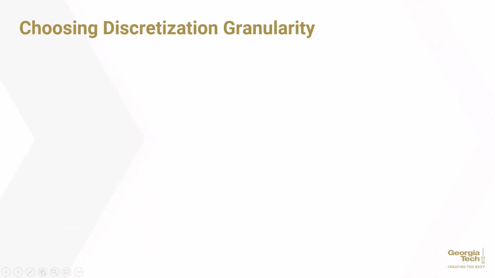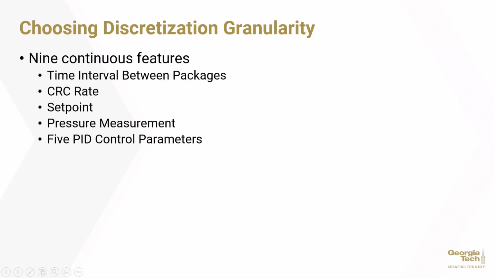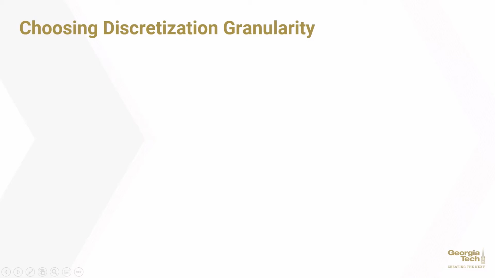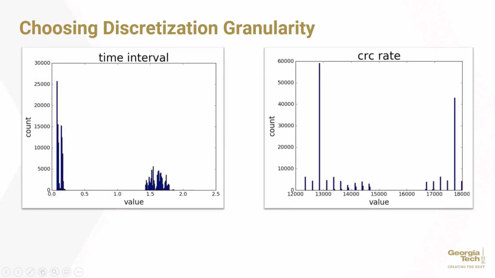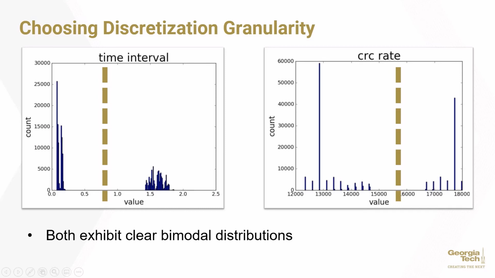So with that real-world data set, let's talk about choosing a discretization granularity. There are 9 continuous features in that data set. There's the time between packages, which is just the difference between the timestamps of those 2 packages. There's a CRC rate, and then there's a set point, pressure measurement, and then the 5 PID control parameters. Looking at the time interval and the CRC rate, this is the distribution of those features across the training data. You see with these, there's pretty clearly 2 natural clusters. So that's just going to be an easy way to discretize these. For each of these, we'll just have 2 clusters plus that 1 extra bonus cluster that I mentioned before for data that doesn't fit nicely into the 2 clusters. So yeah, you see both of these have clear bimodal distributions.